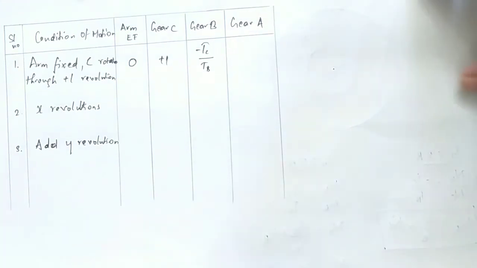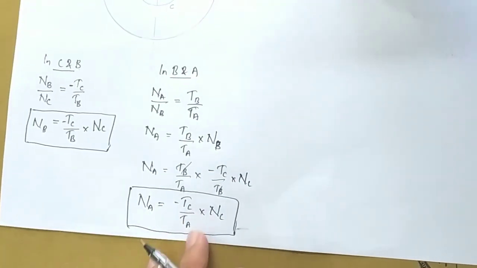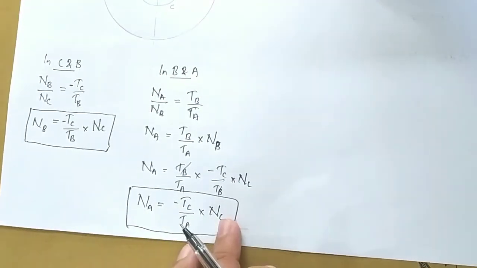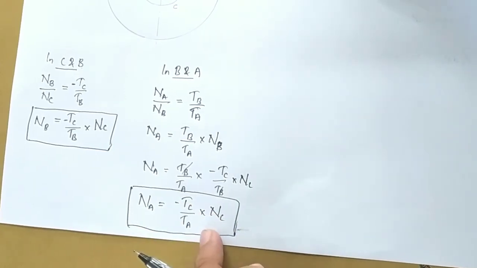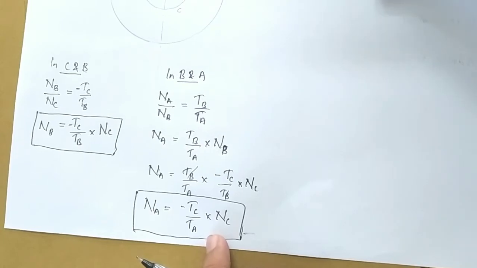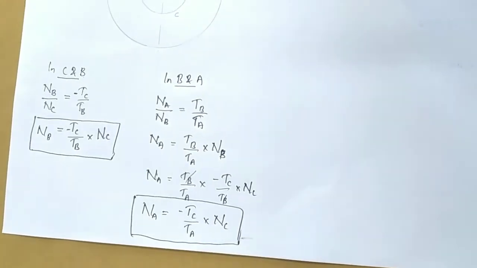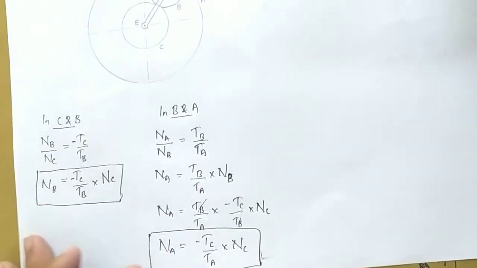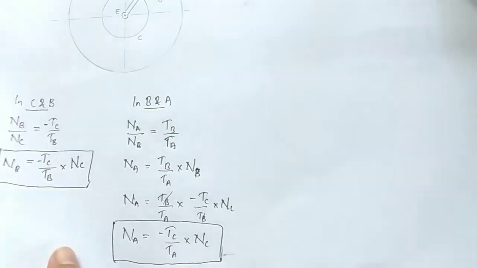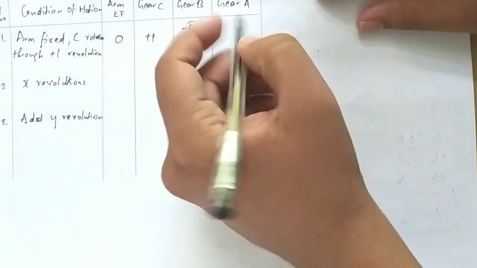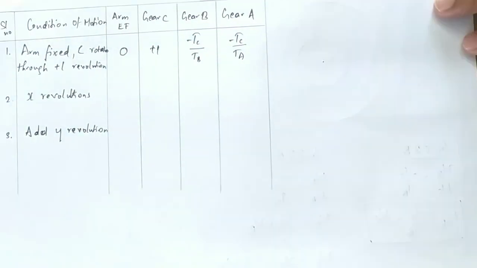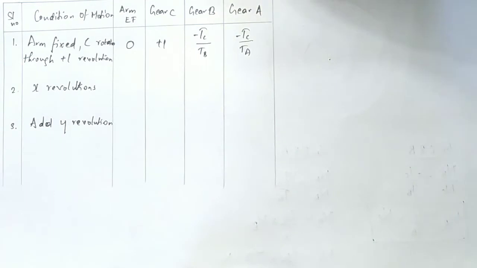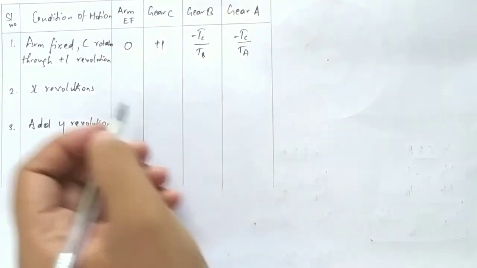Similarly, you can find out the speed of gear A. NA is equal to minus TC by TA into NC. Again here NC is 1, so we can directly write it as minus TC by TA. So these are the various speed ratios. Now we'll do what is given here.